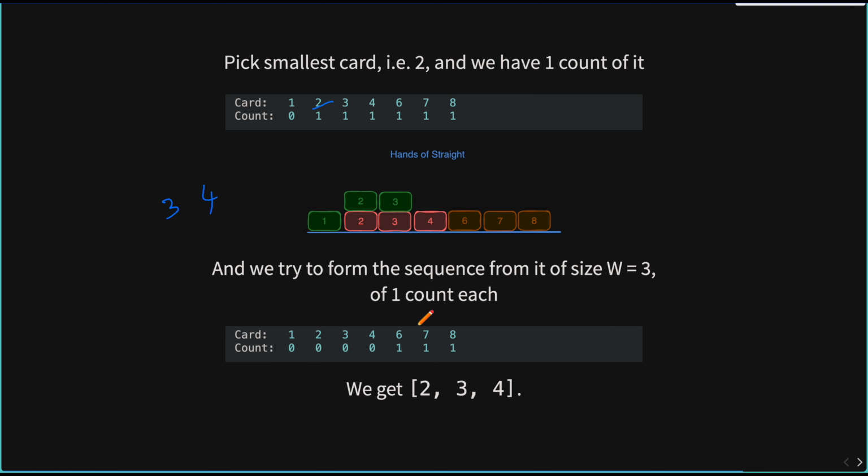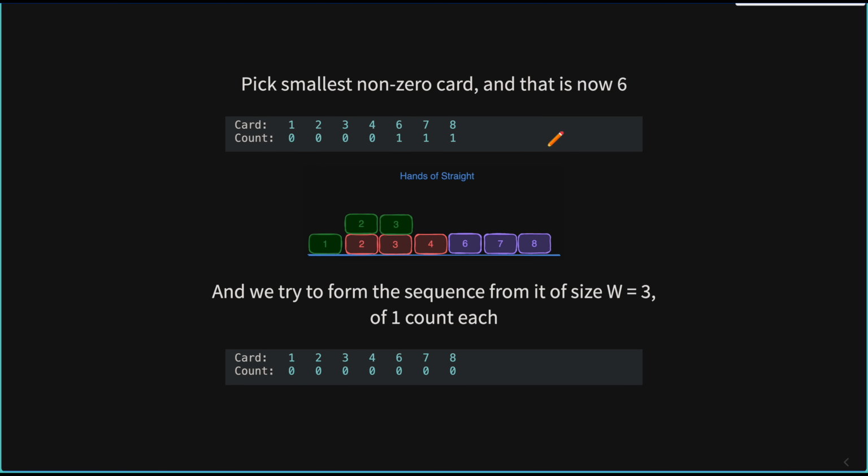So we still have 6, 7, 8 remaining. Now we see what next minimum element we can pick from the stack. So we can see that 3 and 4 are already done, but now we have 6, 7, 8 as the cards remaining with each quantity being 1. Now what we can do is we can just pick up 6 and then again look for another 2 cards because our group size or window size is actually 3. So we will see if 7 and 8 also exist in the group, and we can see that actually they are present. So let's make a violet group out of them.